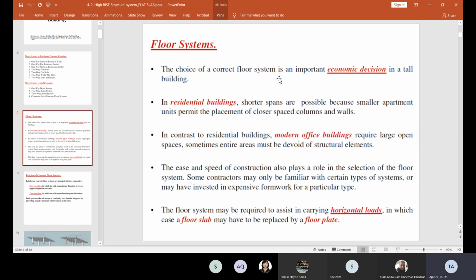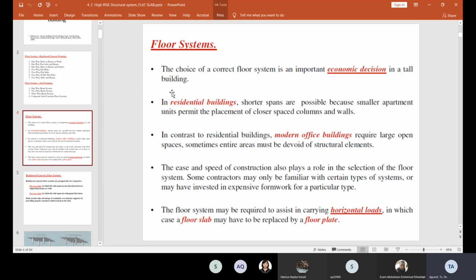So the choice of the correct floor system is an important economic design consideration in a tall building, because we need to optimize. Optimize means you need to utilize all the equipment and all the material so that you can produce an efficient building, in terms of building the same building at a lower cost.